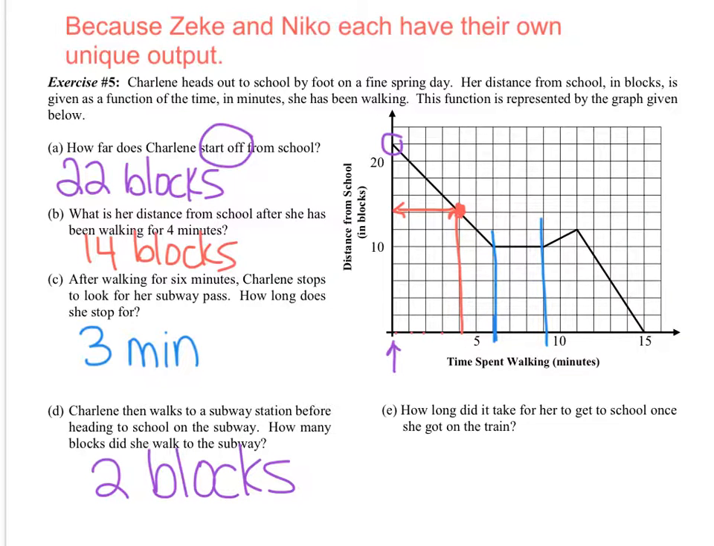And lastly, how long did it take for her to get to school once she got on the train? Well, here's where she picked up the train, and we can see that she is 0 blocks from school when we hit 15. So that would be between 11 and 15, which is a total of 4 minutes.